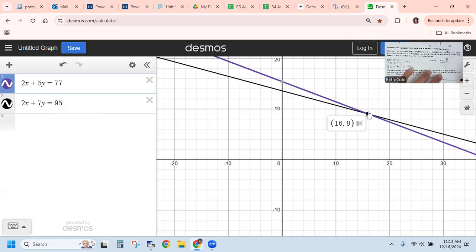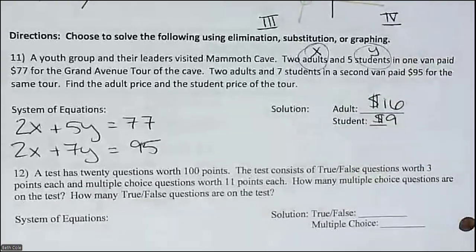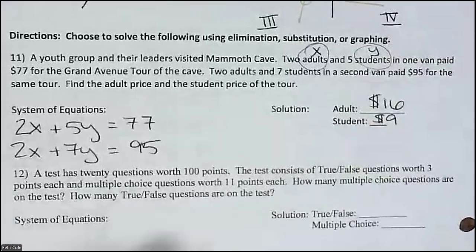Do you ever feel like it's wrong? Sorry, guys. But hey, do you see how if you type one thing wrong, the whole thing is wrong? You gotta be really careful. All right, 16 for adult and then 9 for student. That doesn't seem fair, but you know, all right.